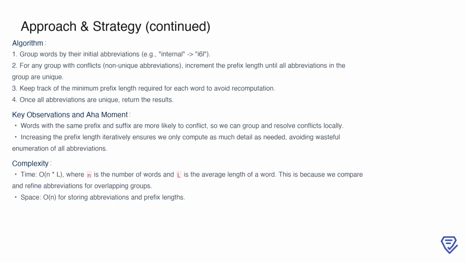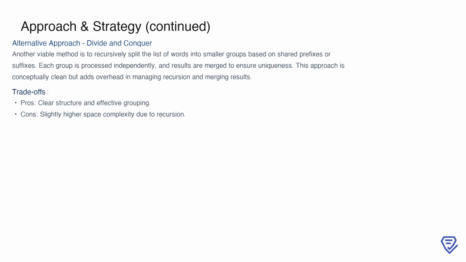efficient. An alternative method worth considering is the divide and conquer approach. In this strategy, we recursively split the list of words into smaller groups based on shared prefixes or suffixes. Each subgroup is processed independently to generate unique abbreviations, and the results are then merged to ensure no conflicts remain. This approach has a clear and structured design, making it easy to conceptualize. However, it comes with its own trade-offs.